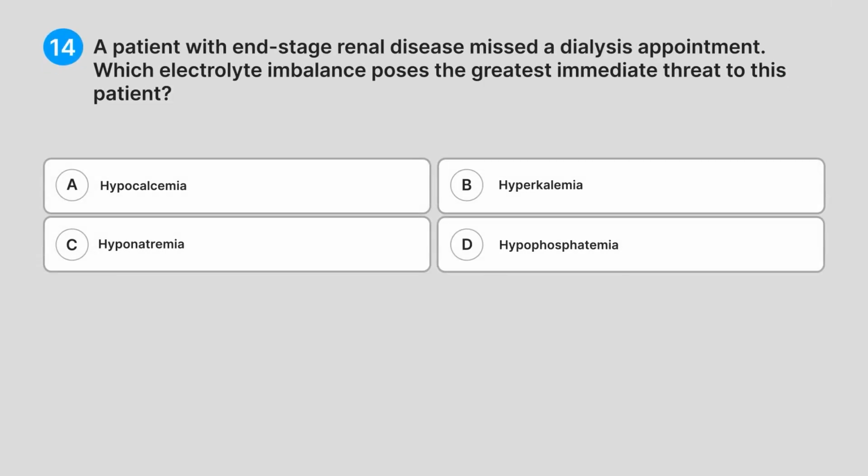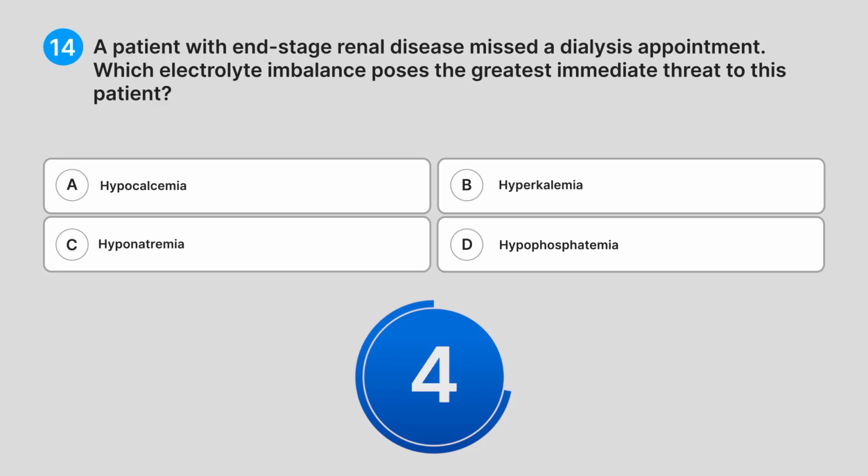14. A patient with end-stage renal disease missed a dialysis appointment. Which electrolyte imbalance poses the greatest immediate threat to this patient? A. Hypercalcemia. B. Hyperkalemia. C. Hyponatremia. D. Hypophosphatemia. Do you know the answer?